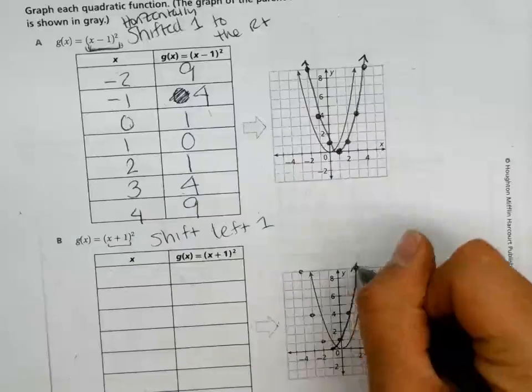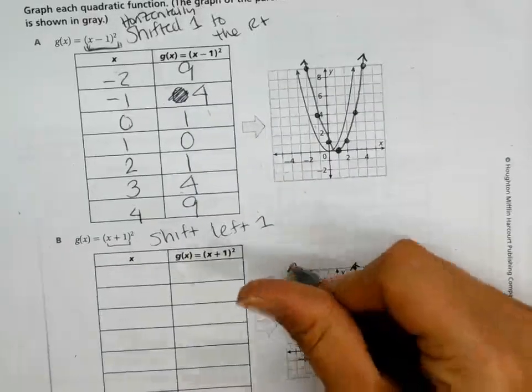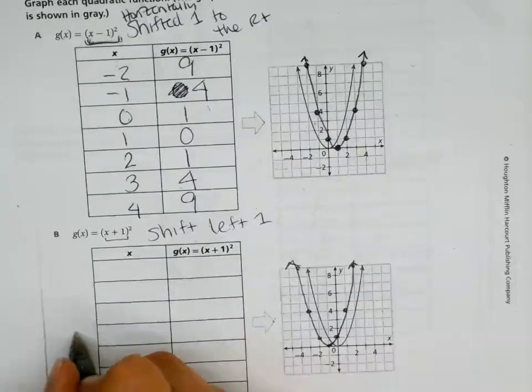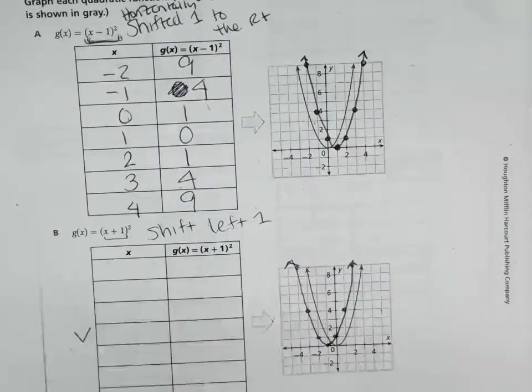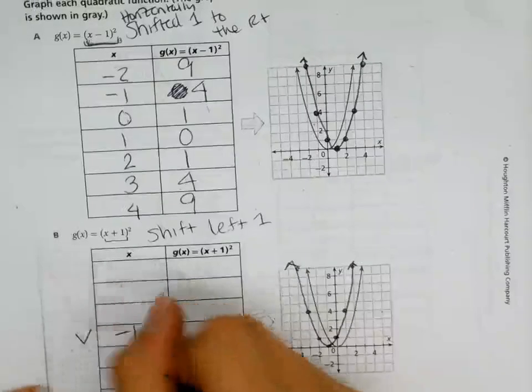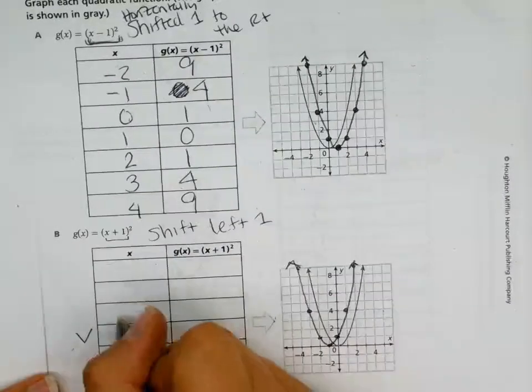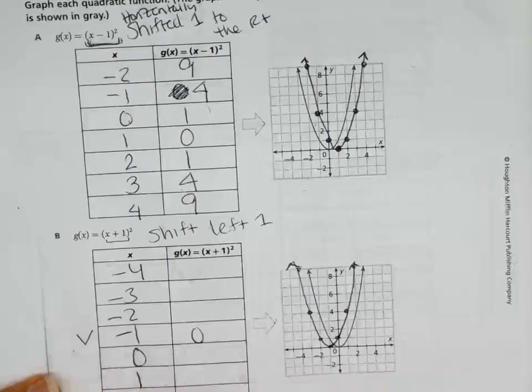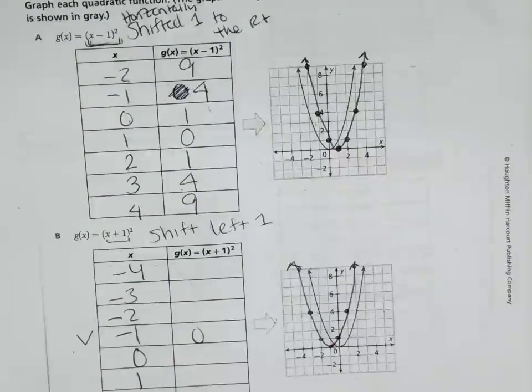And this is what it should look like. So if I'm shifting left 1, my vertex, my middle point, is going to be at -1, 0. So I'm going to go on both sides: -1, -2, -3, -4, 0, 1, 2. So that's how I know which points to plot, right? I know based on my shift where my vertex should be.